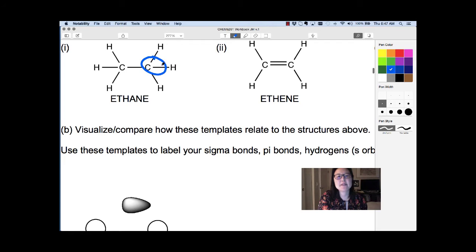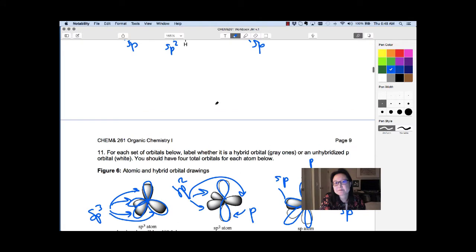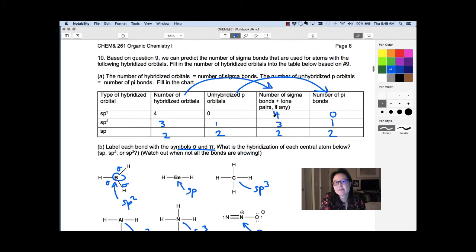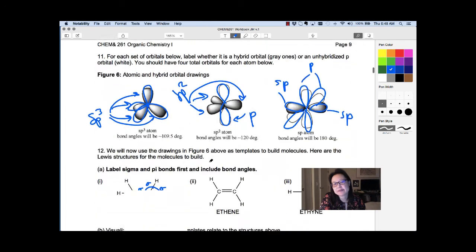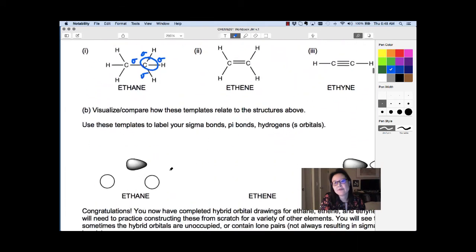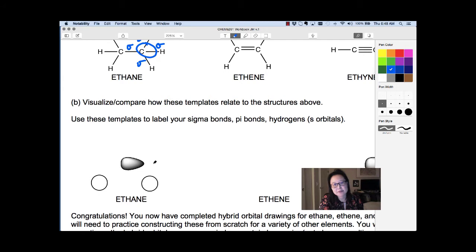Carbon has 1, 2, 3, 4 sigma bonds. So we're going to do one carbon at a time, okay, because this molecule has 2 central atoms. I'm going to do this one next. So I've got 4 sigma bonds. How many hybrid orbitals is that? Well, go back to our chart. 4 sigma bonds was due to sp3 hybrid orbitals. So I need 4 sp3 hybrid orbitals.